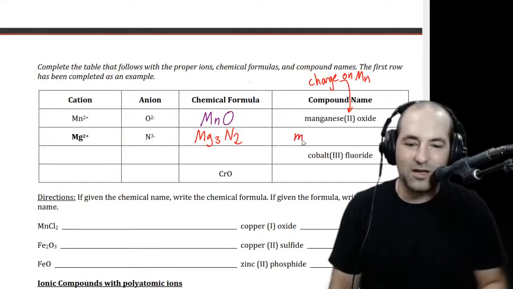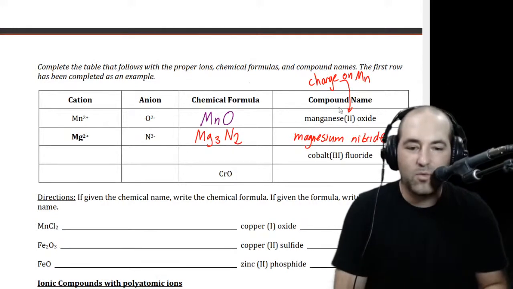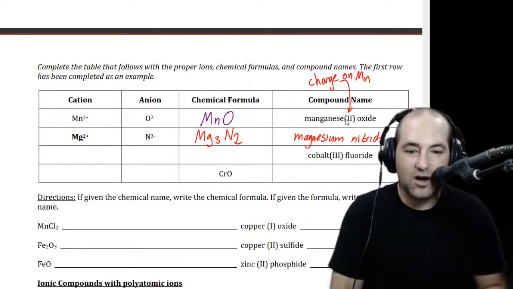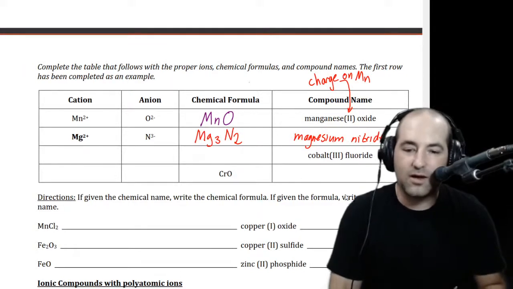So this one's just going to be named magnesium nitride. So notice when we have to say the charge, we use the parentheses. When we don't, we don't. And so magnesium in this case is +2.